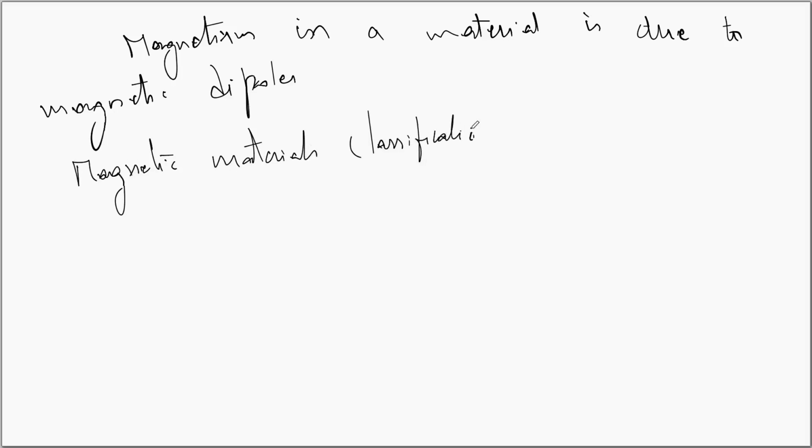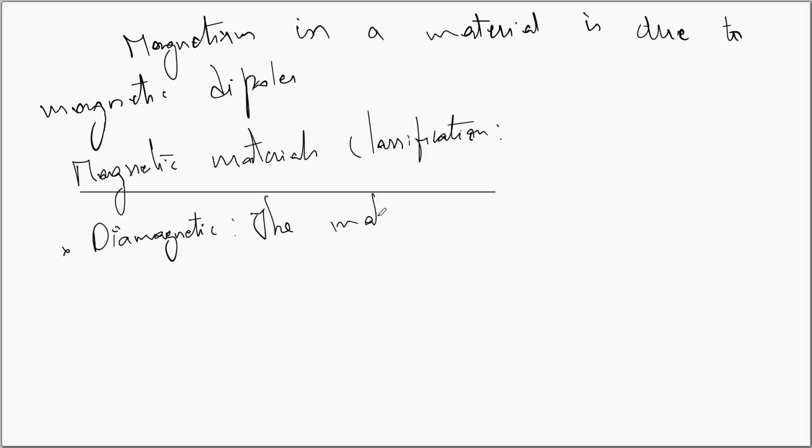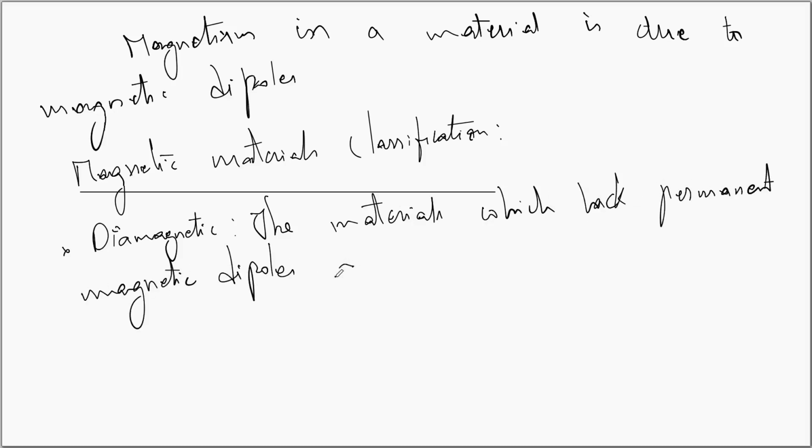We'll start with diamagnetism. The diamagnetic materials lack permanent magnetic dipoles, hence they are called diamagnetic.